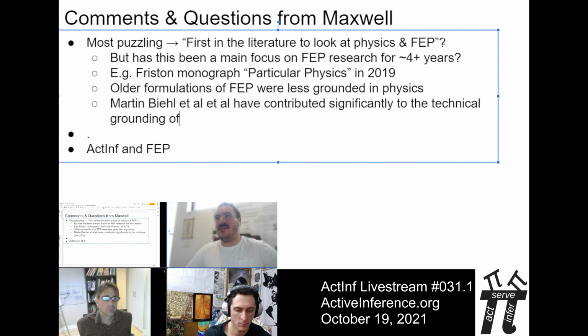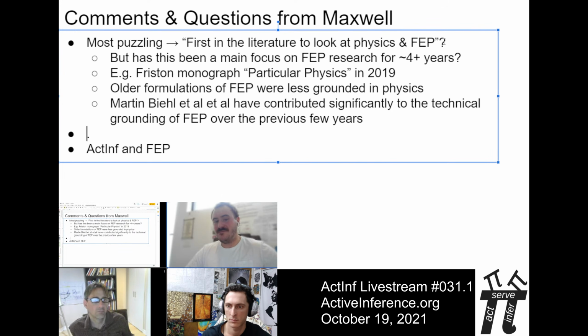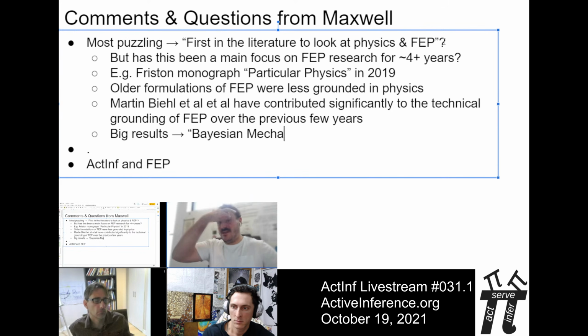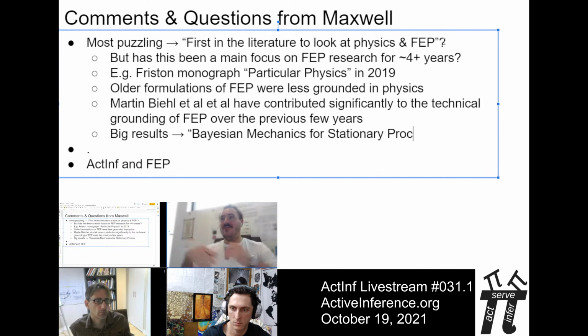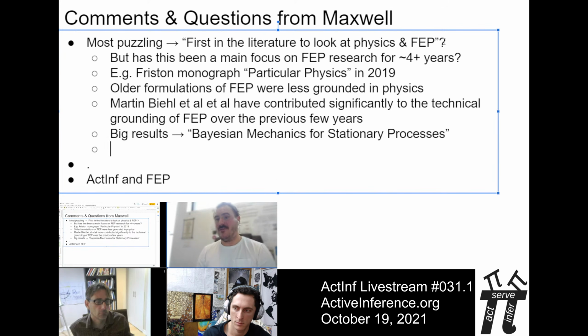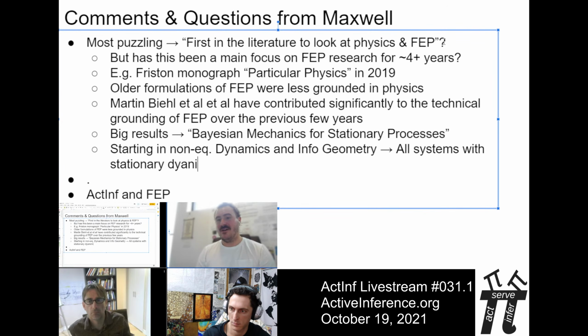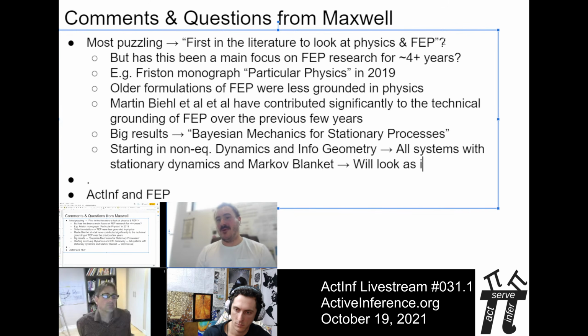Where this has gotten us is the Bayesian mechanics for stationary processes paper that was recently released, which accounts for the critical remarks that have been raised. So really where we're at now is that we have formulations that start from non-equilibrium statistical mechanics and information geometry, and end up saying all systems that have stationary density dynamics with a Markov blanket will look as if their internal states are modeling, in a loose sense, or in a more technical sense, encoding the parameters of probability distributions or Bayesian beliefs about external states. That's where we're left, and you get to this from the physics.